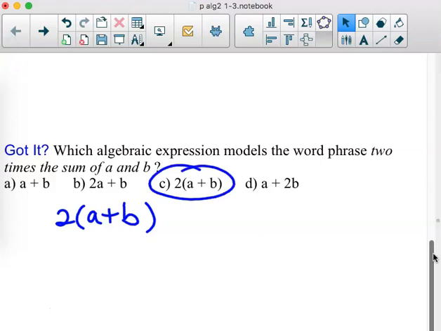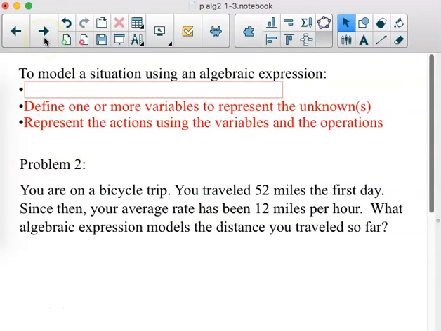And there it is. So we just did some translating. We took words and translated those into algebra. Let's look a little bit tougher. To model a situation using an algebraic expression, these bullets are going to give us hints. How do we do that? How do we read it and change it into algebra?